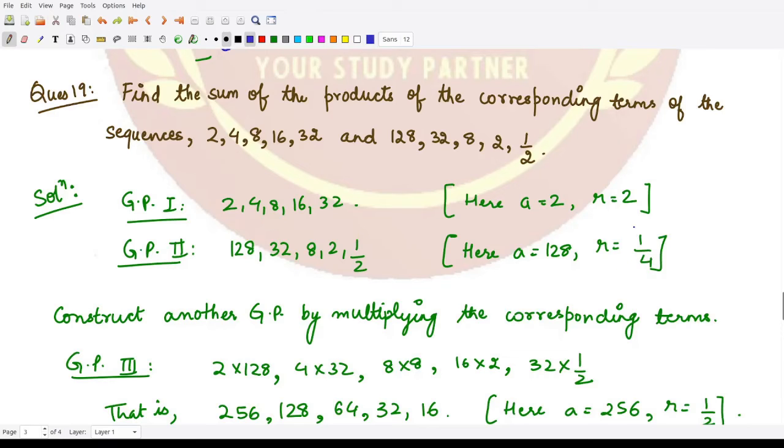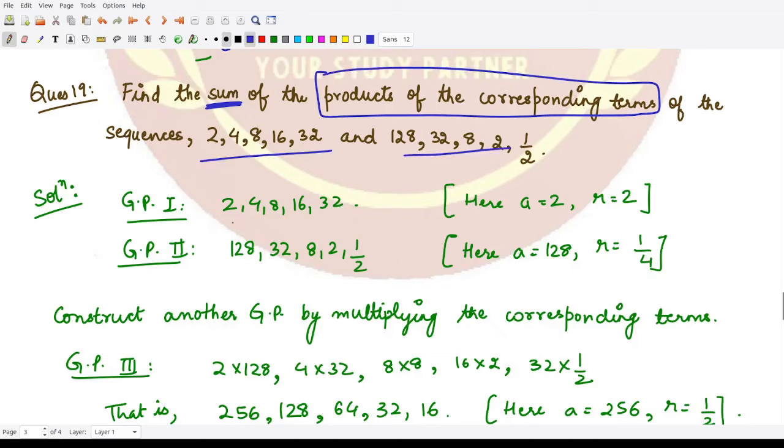Now what they are saying is we need to find the sum of what GP? The GP which is produced by obtaining the product of the corresponding terms of these two GPs. So that means we will multiply this 2 with 128, this 4 with 32, this 8 with this 8, this 16 with 2, 32 with 1 by 2.